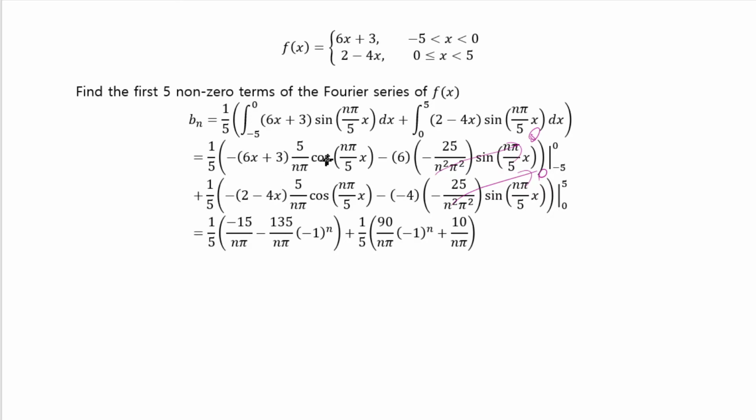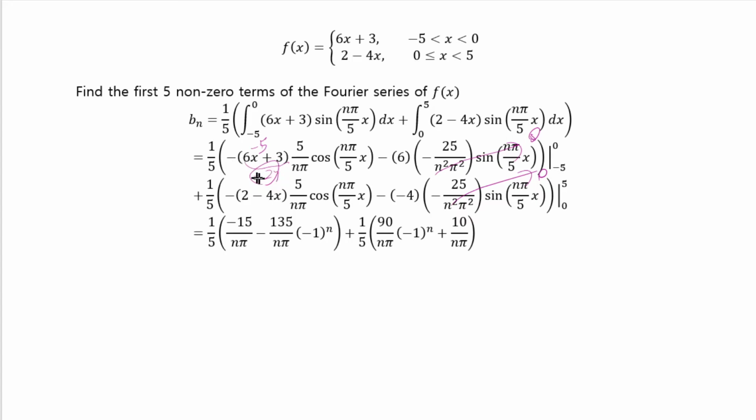When you plug in 0, cosine 0 is 1. And then when you plug in 0, that's 3. 3 times 5 is 15. So negative 15 over n pi is what you get when you plug in 0. Okay, and then when you plug in negative 5, you get negative 1 to the nth power as before. Negative 5 times 6 is negative 30 plus 3, so you end up with negative 27 if you plug in negative 5.